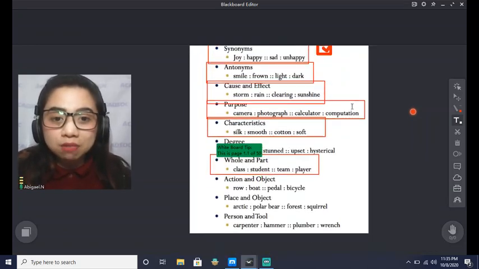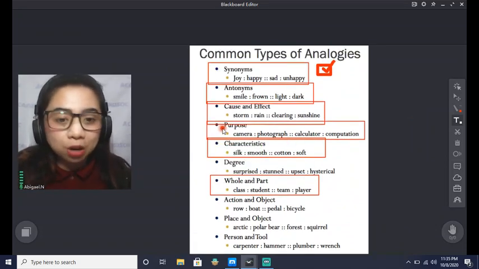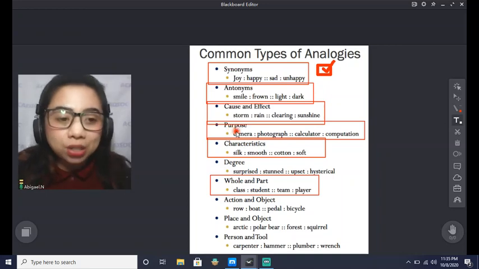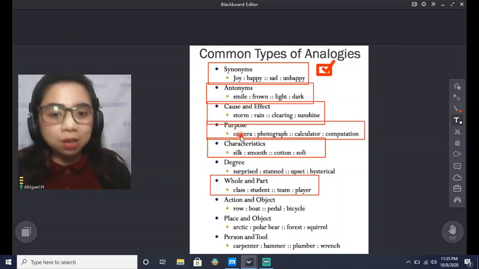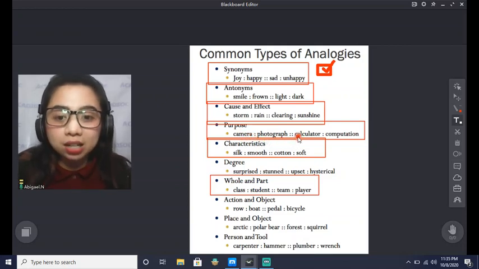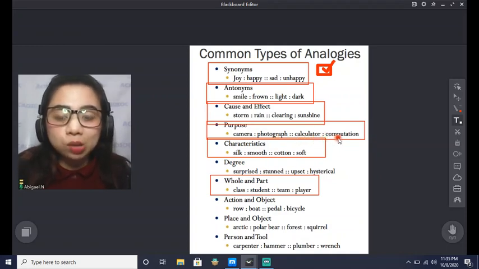Now let's move on to the fourth type of analogy. We call it purpose or function. Purpose is about objective. What's the use of something? Look at this analogy. Camera is to photograph, as calculator is to computation. The purpose of a camera is to take photographs or photos. On the other hand, a calculator is used for computation, and you know that.